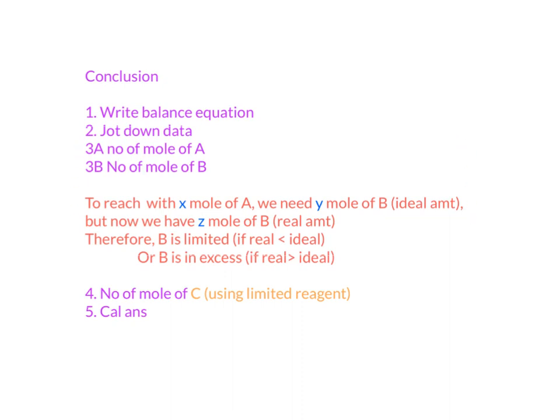You see that normally I include the steps right there, like X divided by something equals Y, so it will be easy for others to follow what you are doing at the time. And then you have the real amount and ideal amount. You compare them to find out whether they are limited or in excess. At the end, you use the limiting reagent to find out the number of moles of C, and then you calculate the answers. Okay, so that's all for this video.